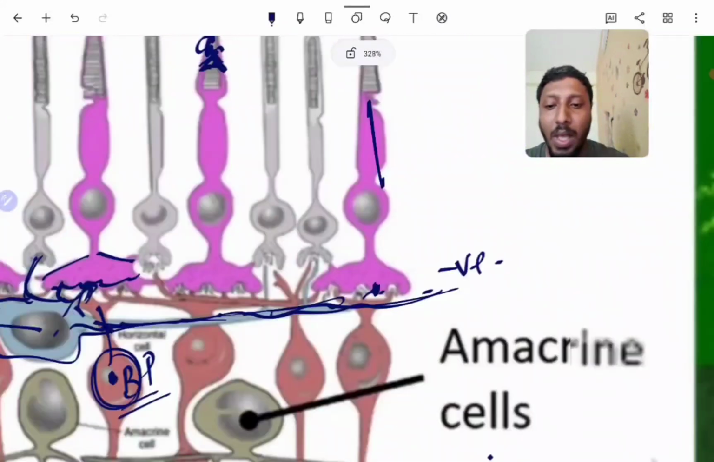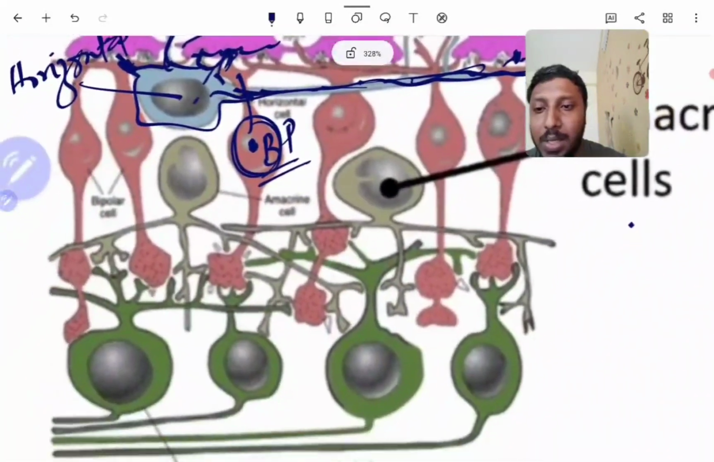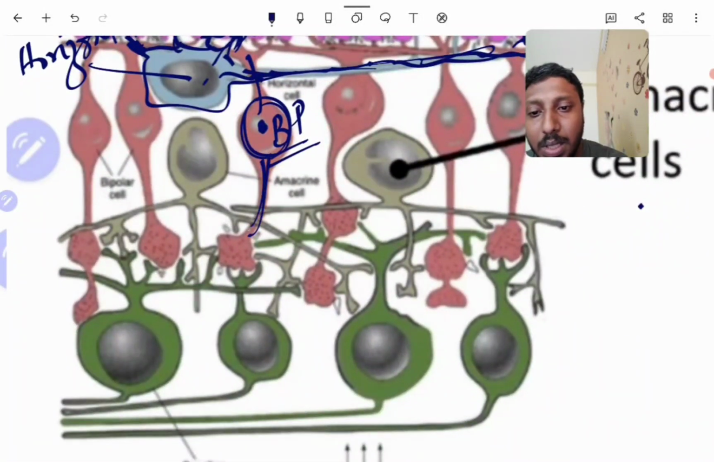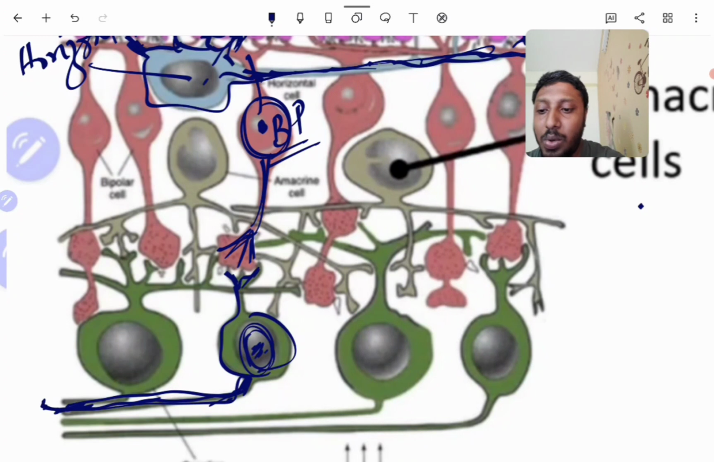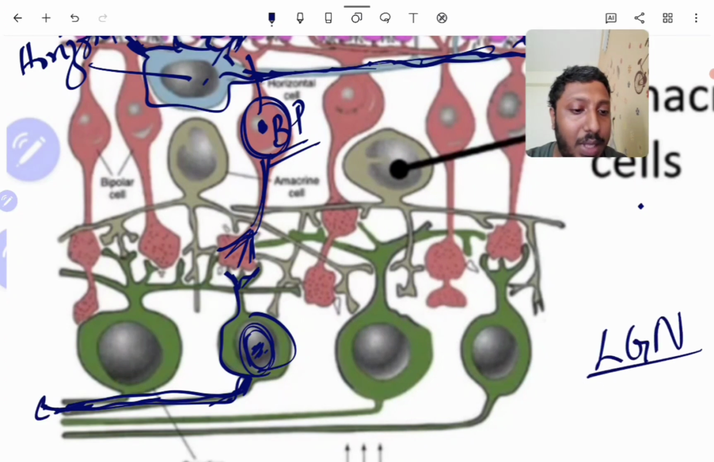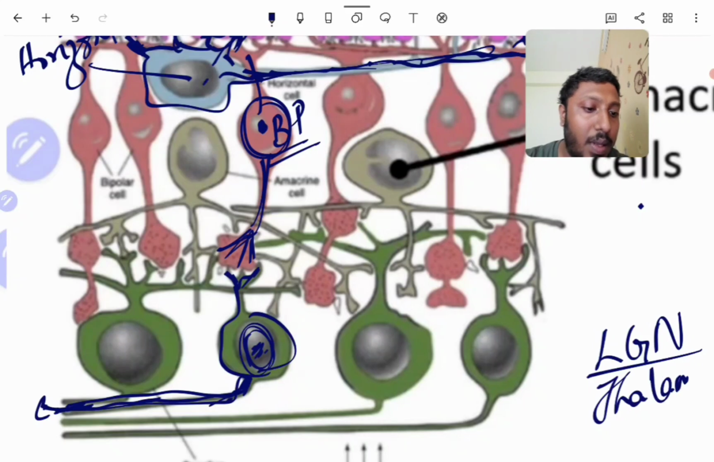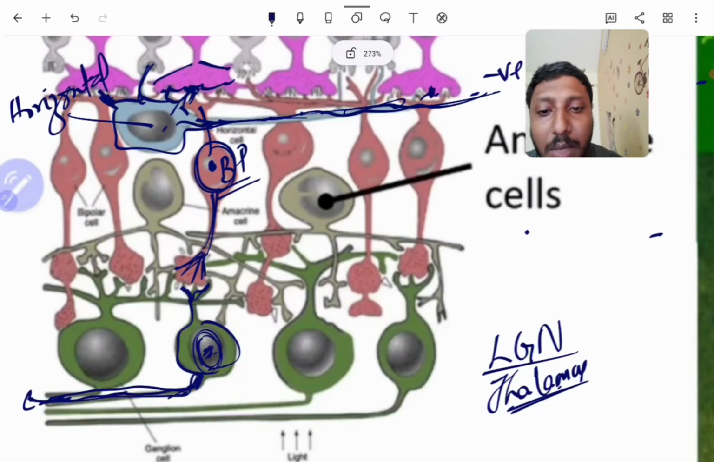Then from the bipolar cells, it gets fired into the ganglion cell layer. The ganglion cell layer is like the main area of processing, and it takes all the processing from this layer. It goes to the lateral geniculate nucleus of the thalamus.